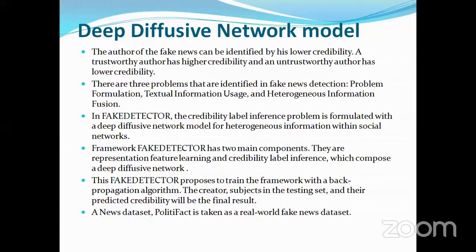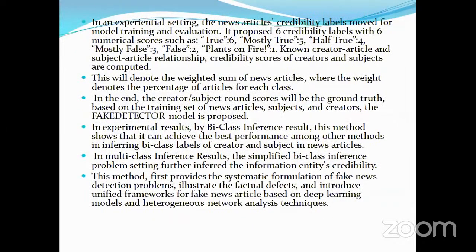A news dataset, PolitiFact, is taken as a real-world fake news dataset. In the experimental setting, the credibility labels are 6, 5, 4, 3, 2, and 1. The labels are given as true, mostly true, half true, mostly false, false, and the final one is pants on fire. Here there are articles and subjects, and the relationship between the subject and articles, fake and real, that is true or real, is calculated. This is done by weightage. The weight denotes the percentage of the news articles for each class. At the end, the creator and subject scores will be ground truth based on the training set of news articles, subjects and creators; the FakeDetector model is proposed.